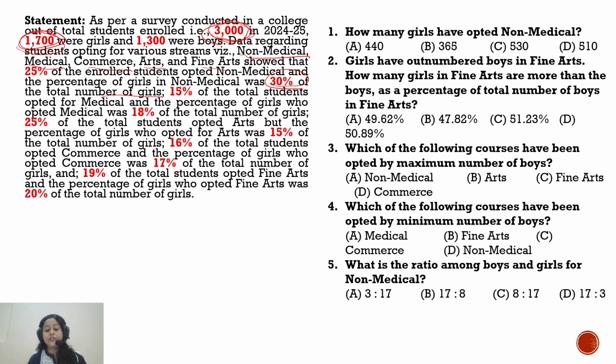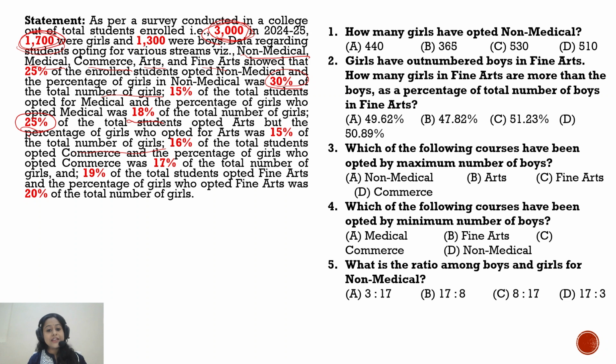Similarly, for other streams also data are given like this. So 15% of total students opted for medical, and the percentage of girls who opted for medical is 18% of total number of girls. Same for arts, the percentage is 25%. 25% of the total students opted for arts, but the percentage of girls who opted for arts was 15% of total number of girls, right?